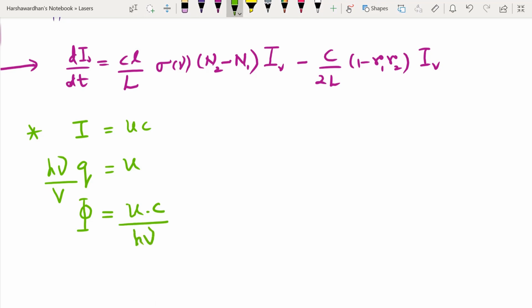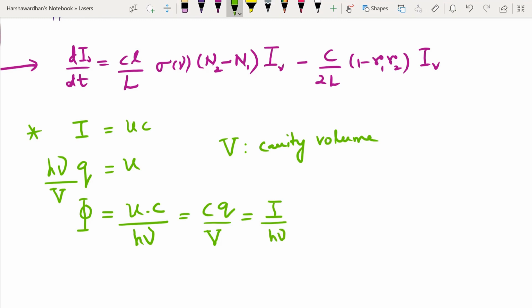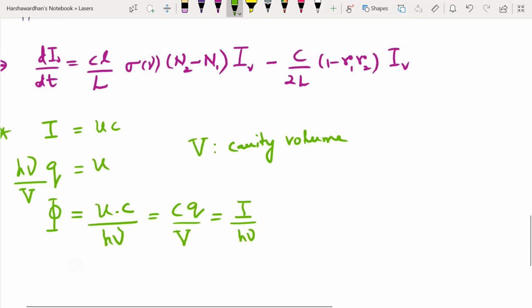In other words, I can write the flux as c times Q by V, where V stands for the cavity volume. Or I can relate phi to intensity: phi is also equal to I by h nu. So these are all equivalent. These are different relationships which I wanted to keep in mind.